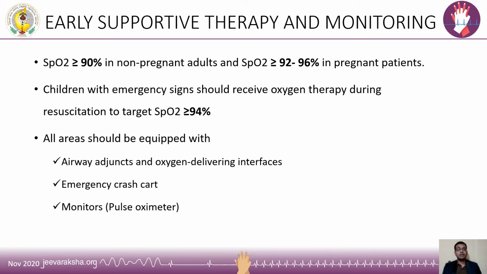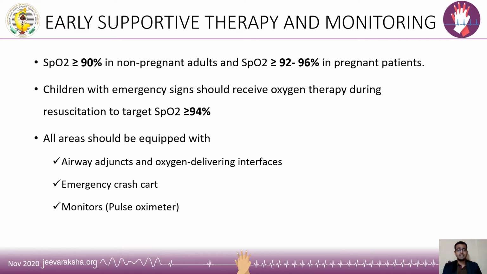Whenever you are bag masking or giving some form of oxygen, you should have a target with respect to the resuscitating procedure in the airway. When it comes to SpO2, you have a target of more than 90% in non-pregnant adults, and in pregnant adults you need a higher saturation, somewhere around 92 to 96%. When it comes to pediatric patients, your target would be more than 94%.